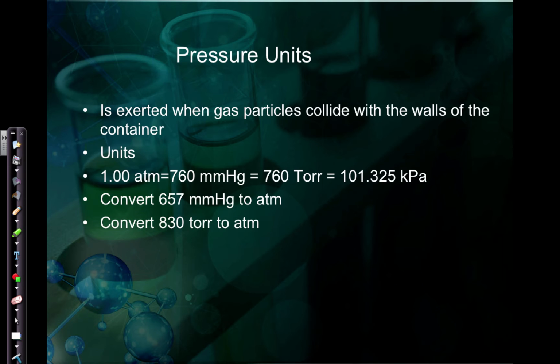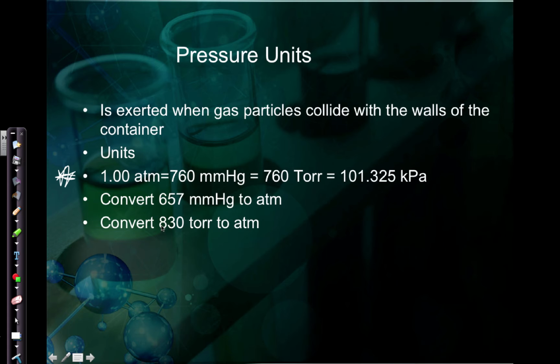So 1 ATM is equal to all of these. So this is just one of those things, you really just need to know these. So 1 ATM is equal to 760 millimeters of mercury. It's also equal to the same amount of torr, and then 101.325 kilopascals.